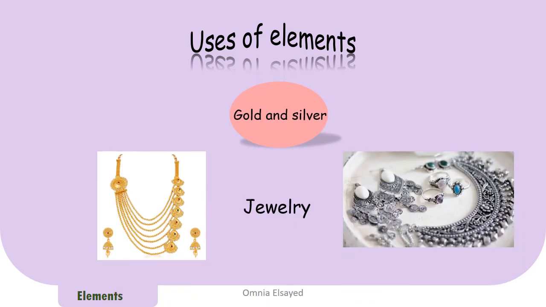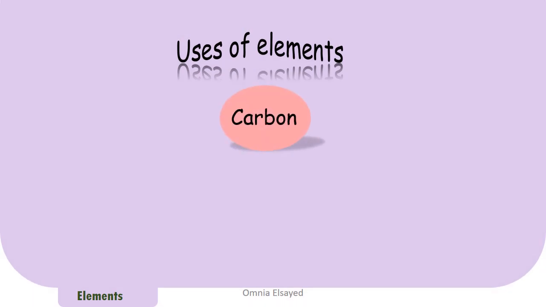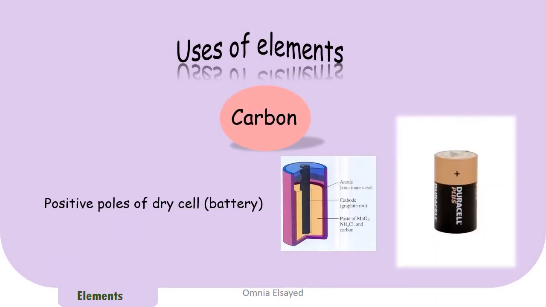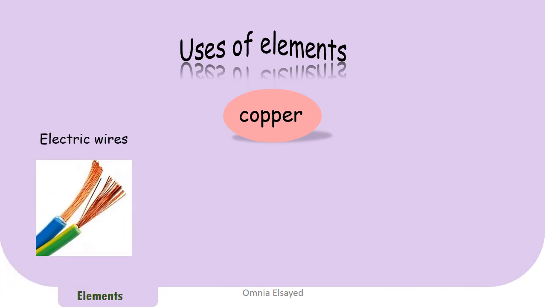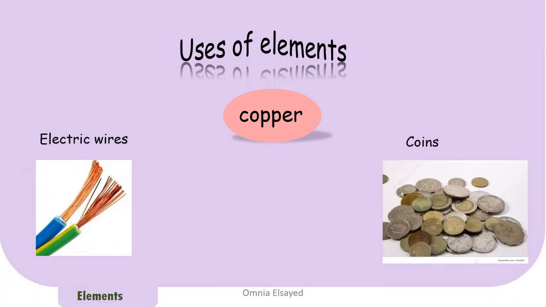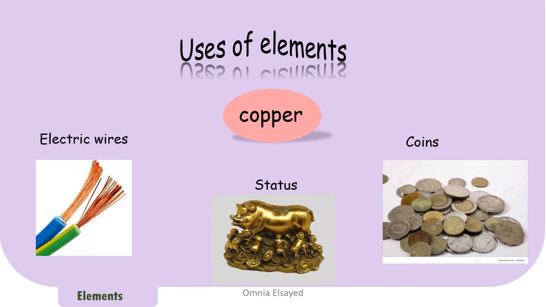Gold and silver are used to make jewelry. Carbon is used to make the poles of batteries. Copper is used to make electric wires, coins, and statues.